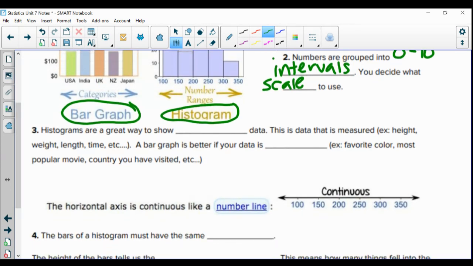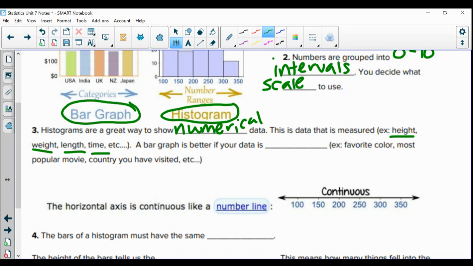Histograms are a great way to show numerical data. So numerical meaning numbers. That just means it's something that we're measuring. So examples of that are height. You can measure your height, weight, length, and time. Those are all answers that we would get with just numbers. It's not like we're giving an answer of, oh, I like the color red or I like the color green, but it's an answer of, I am 5'2", or I spent 20 minutes doing my homework. So it's just an answer that is specifically using numbers.